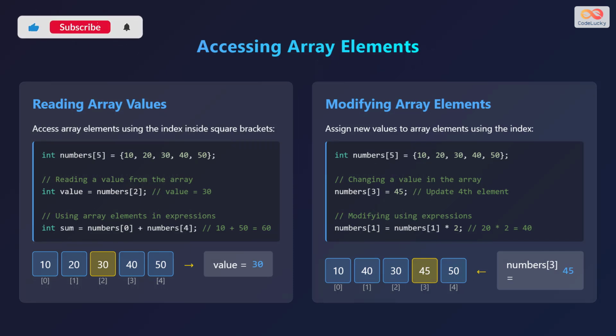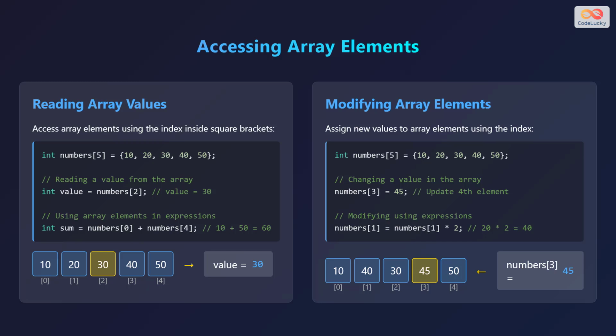To read a value from an array, use the array name followed by the index of the element you want to access, enclosed in square brackets. For example, to read the value at index 2 from the array numbers, you would use numbers at index 2. The value at that index can be assigned to a variable called value. Array elements can also be used in expressions, just like regular variables. For example, you can add the values at index 0 and index 4 of the array numbers, and assign the result to the variable sum.